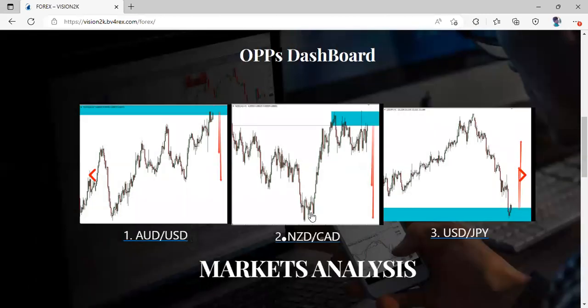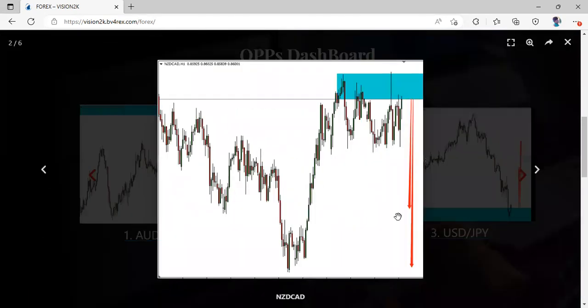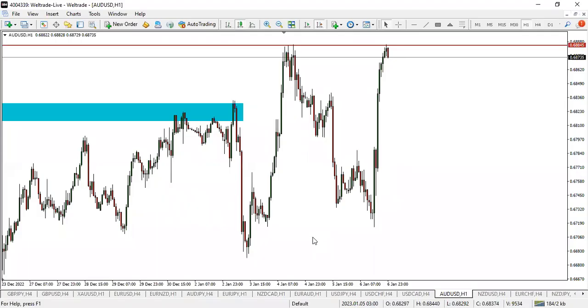So the next one after that we talked about NZD CAD. And on NZD CAD also we were looking for shorts to begin the week. This was our entry level, and we have the first TP right here, the second TP at this very spot. So we are looking at this on the H1, the 1 hour time frame. So let's see what NZD CAD did.